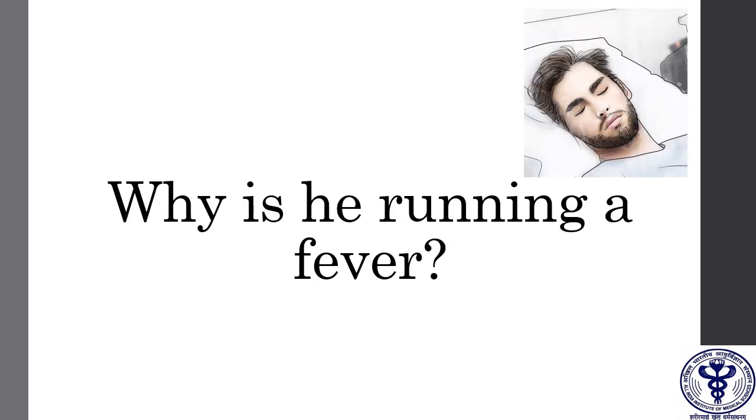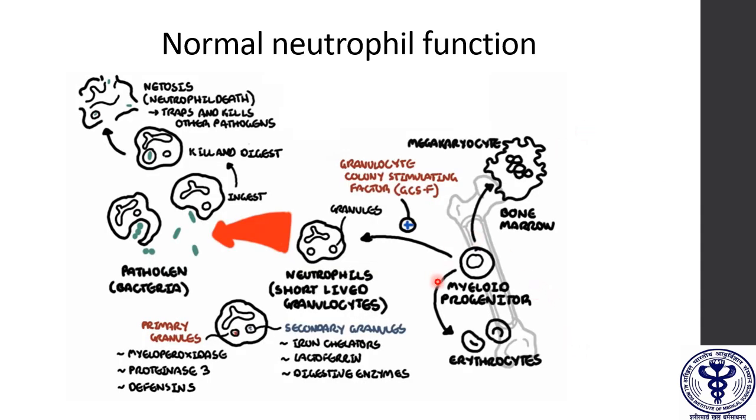So why is our patient running a fever? In order to understand that, we have to understand the normal functioning of a neutrophil. So a neutrophil is derived from a myeloid progenitor cell, which also gives rise to the erythrocytes and the megakaryocytes. A neutrophil is the first line of defense against invading pathogens, and they perform this function by virtue of phagocytosis by the primary and secondary granules and something called NETs or neutrophil extracellular traps.